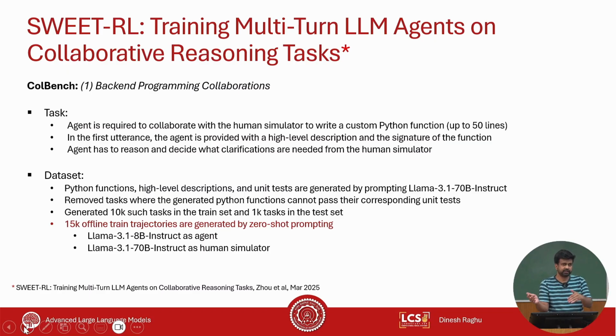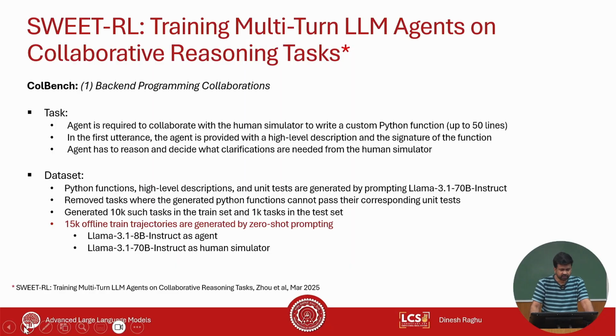So that when the agent asks the question, you can look at the code and then answer back saying, oh, this is what I want, this is what I should do, and things like that, right? So this is the task, and the data set is that they have Python functions and their high-level descriptions and unit test cases generated by Llama 3.1. So it contains the entire Python function that you want the agent to finally come up with. It has a high-level description of what problem you're trying to solve and what the function signature should be.